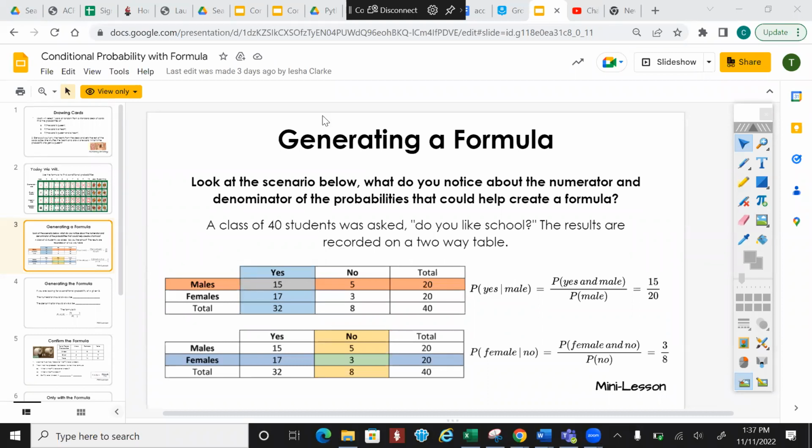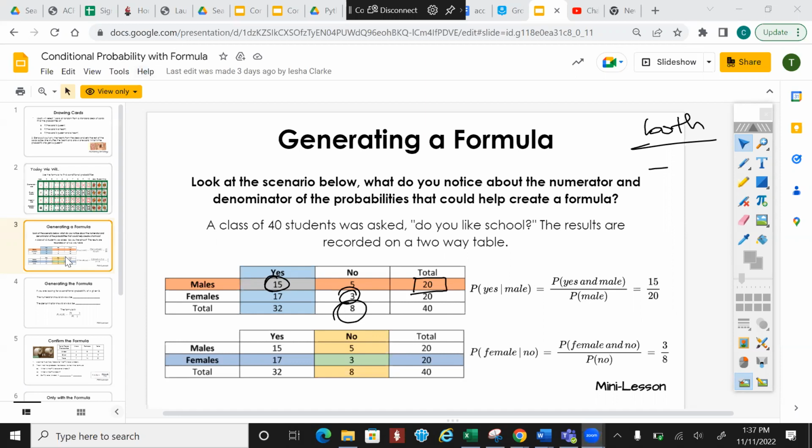Okay, so really quick. Okay, so on here, we have the probability, okay, of yes given male. So that means that we have the probability of both. That means that they're yes and male out of the probability of them being a male. Does that make sense? Okay, so it's both over whatever you're looking at, which is the given, okay? On this next one, the probability of female and no out of all the people who said no. Okay. So that's how they're getting that.